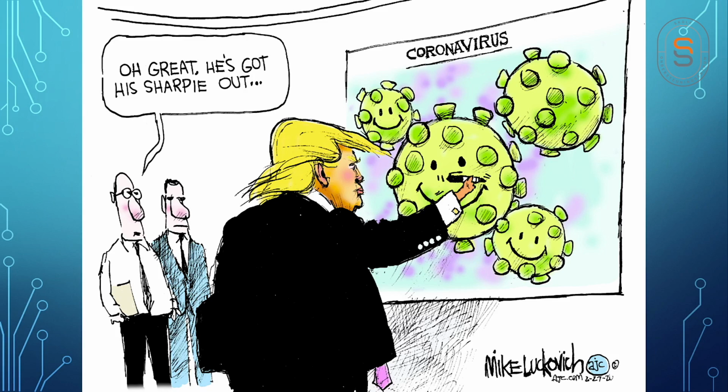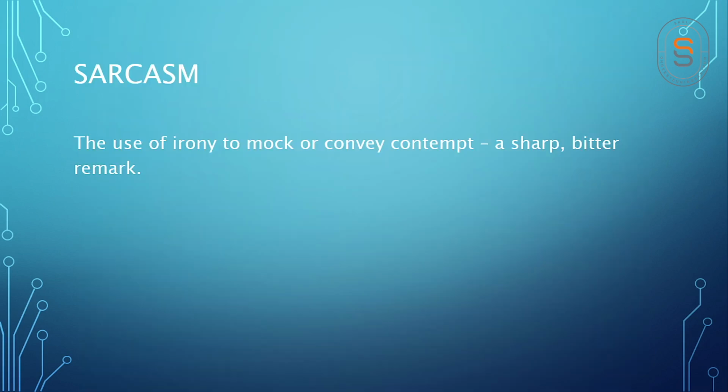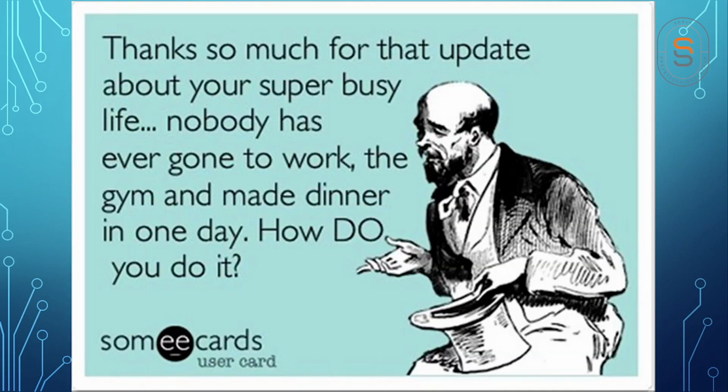The next one we're going to look at is sarcasm. That is the use of irony to mock or convey contempt. In this case, you say something, but you mean the opposite, and it's a sharp or bitter remark. Something like, thanks so much for that update about your super busy life. Nobody has ever gone to work, the gym, and made dinner in one day. How do you do it?